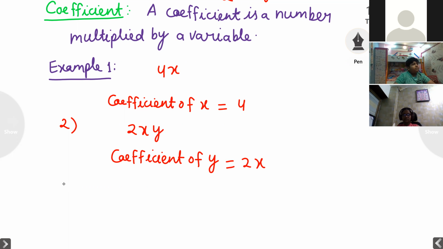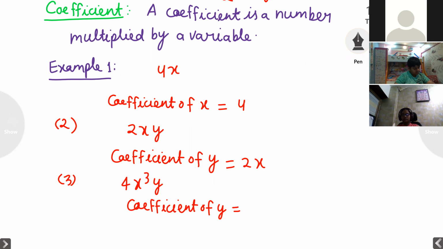Third example, 4x cube y. Tell me, what is the coefficient of y? y I want to hide. 4x cube is the coefficient. Coefficient of y equals 4x cube. Means whichever variable we are asking, that will hide, and the remaining will be the coefficient. Note down the example.